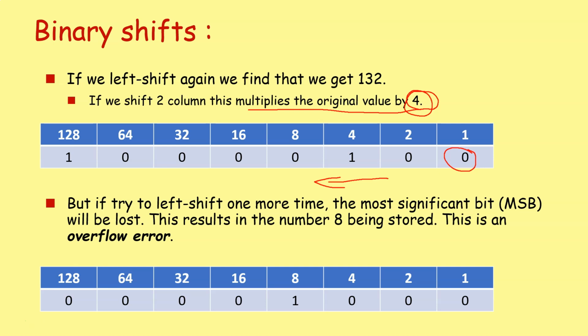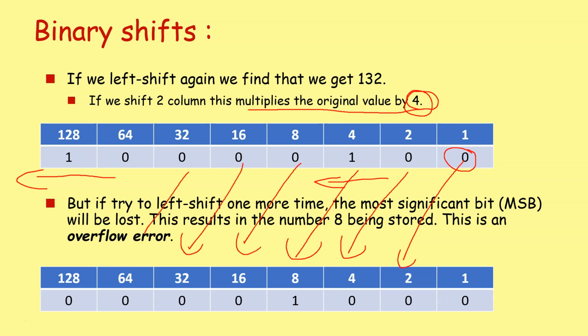But if we try to left shift one more time, the most significant bit will be lost. This results in the number 8 being stored, and this is an overflow error. So we've got another overflow error. So again, just to explain that, if we were to left shift everything here and move every column along 1, well, mostly that's fine. We can shift that, we can shift that, we can shift that, we can shift that. All the zeros are nice and easy to shift.